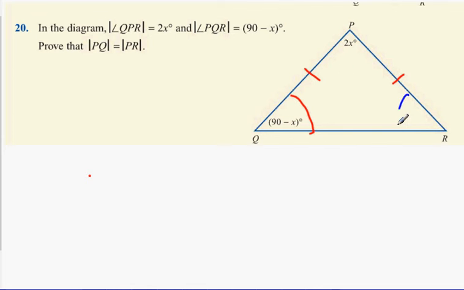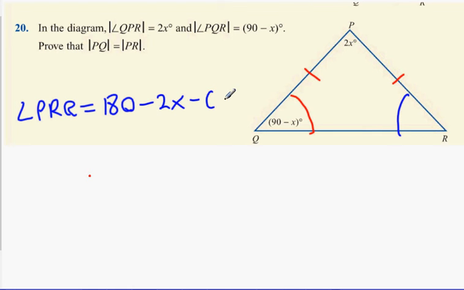I need to prove that this blue angle here equals the red angle over there. Now this blue angle is called the angle, what's its name? P or Q. The angle P or Q equals 180 degrees. The full triangle adds up to 180. And take away the two other angles. Minus 2x minus bracket 90 minus x. What happens here is you're going to get 180 minus 2x minus 90 plus x.